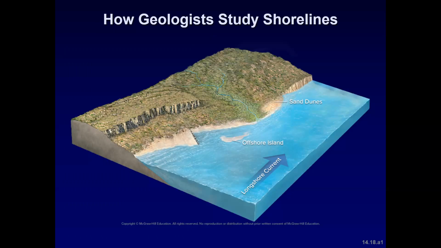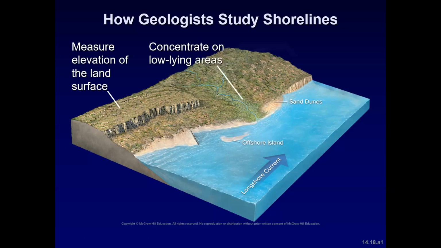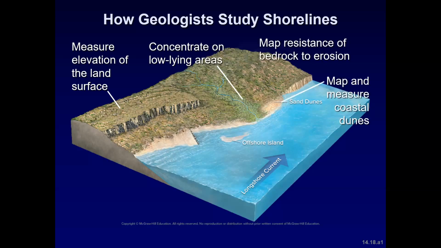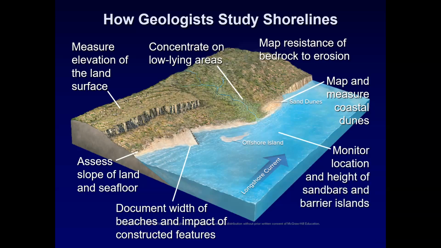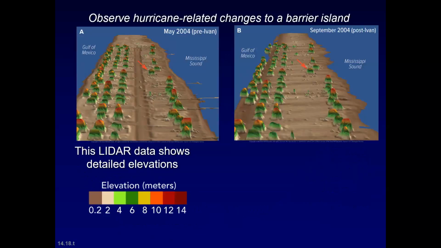So how do we study shorelines? We can measure the elevation of the land surface. We can look at low-lying areas as well, like river valleys. We can map the resistance of the bedrock to erosion. And we can map and measure coastal dunes. We can also assess the slope of the land and sea floor to see how steep it is, and document the width of beaches and the impact of constructed features that we put there to keep the beaches in place. We can also monitor the location and height of sandbars and barrier islands.